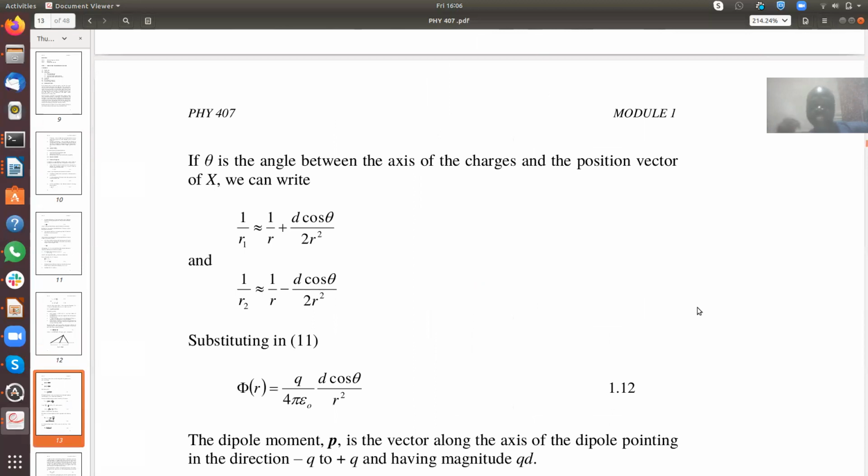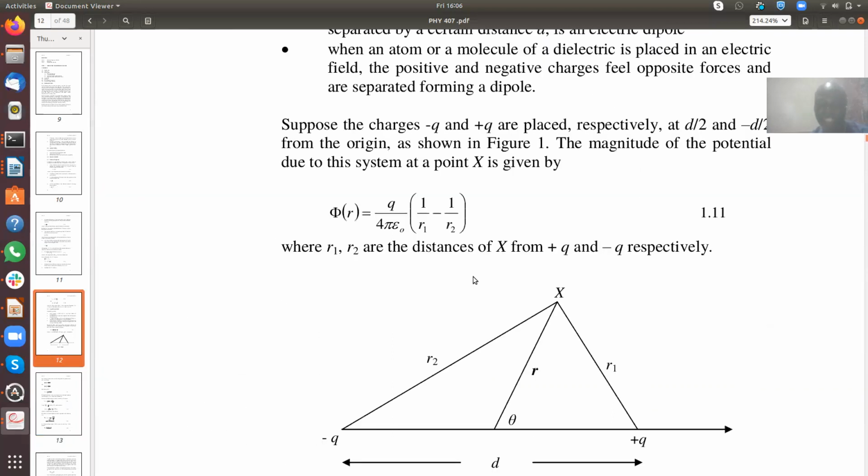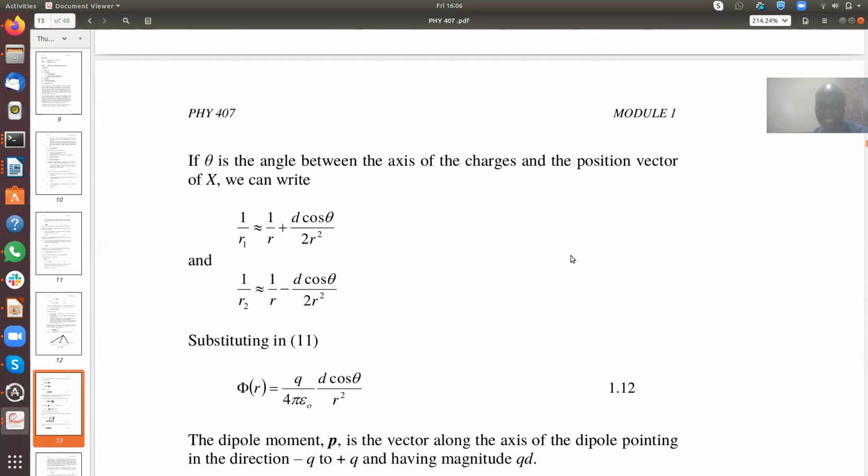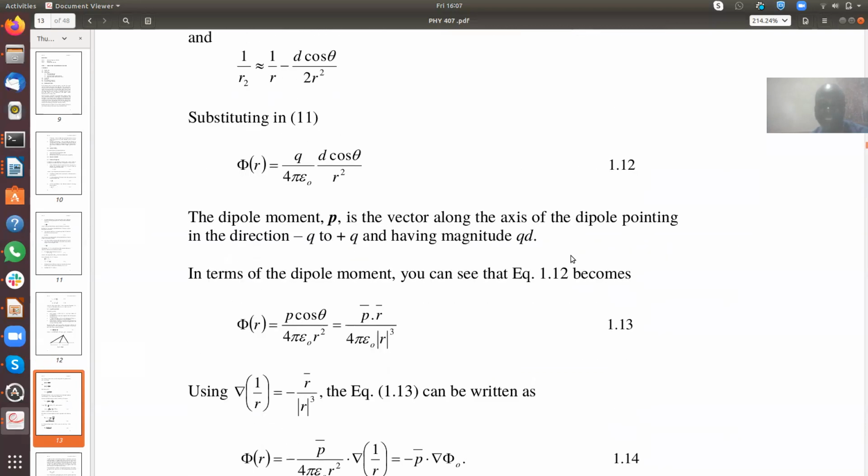If theta is the angle between the axis of the charges and the position vector of x, then we can write 1 over r1 to be approximately 1 over r plus d cos theta over 2r squared. The same thing for r2, which is negative now. If you substitute this and this in this potential expression, q over 4 pi epsilon naught into 1 over r1 minus 1 over r2, and we perform algebraic analysis on them, we can establish that this potential is equal to this.